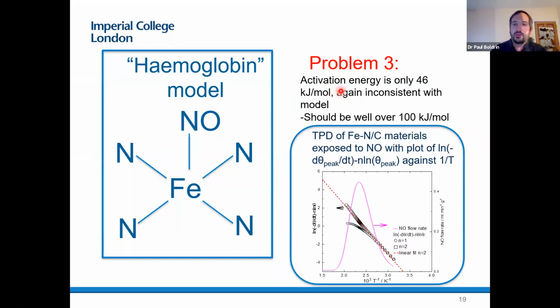The third problem is the activation energy that we measured. You can do this plot, and from the gradient of this line you can calculate the activation energy, and it was only 46 kilojoules per mole. As I described before, nitric oxide is toxic because it bonds incredibly strongly to iron, so the desorption energy should be well over 100 kilojoules per mole. Some literature values, depending on the exact structure of the stuff around, could even be 200 kilojoules per mole. So 46 kilojoules per mole is more like a very weak chemisorption.